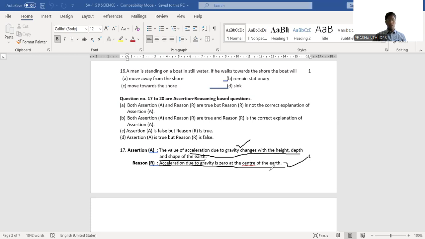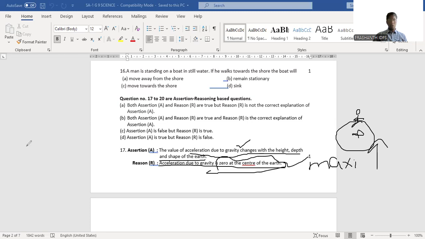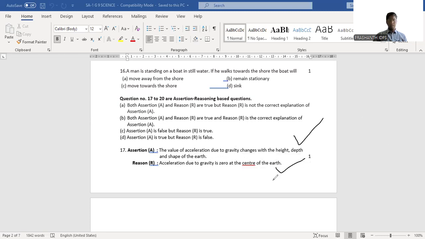Acceleration due to gravity is zero at the center of the earth. Then where is it maximum? The acceleration is maximum at the surface of the earth, right? We have discussed this while discussing the chapter. So at the surface of the earth, the value of g is maximum, and at the center of the earth, it is zero. So both are correct. But if you observe here, we are talking about the value of acceleration due to gravity. Both are correct, but they are not interrelated. So the answer is option B. Okay, fine.